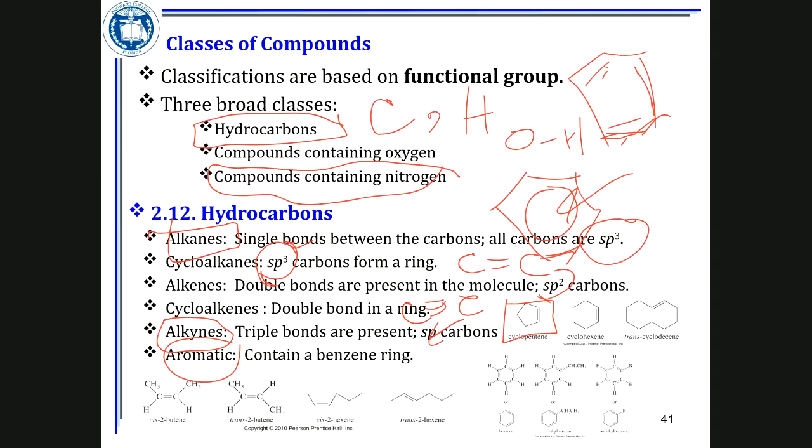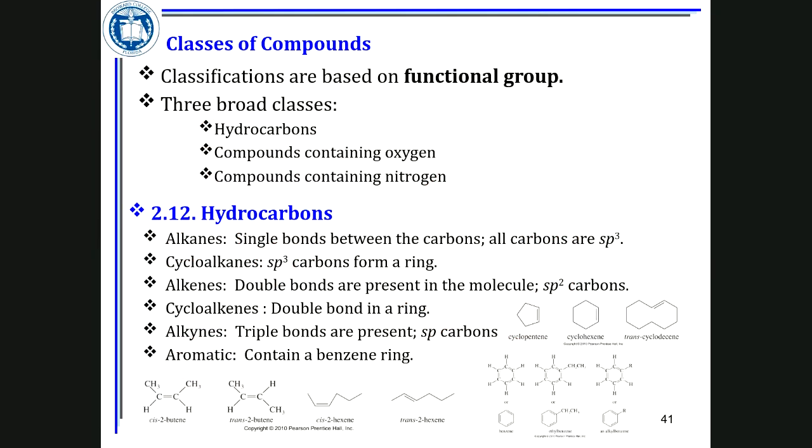So let's look at a couple of these examples. What is the functional group for this molecule? If you can see there, what is that? Alkene, because you have a carbon-carbon double bond there. This carbon-carbon double bond makes the molecule alkene. This is a cis alkene, and we have a trans alkene. So both of them are alkene.